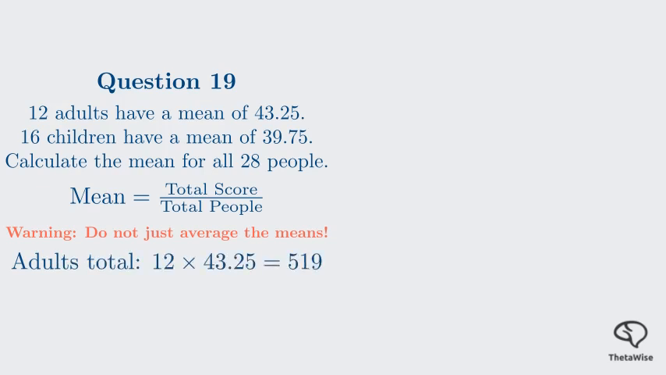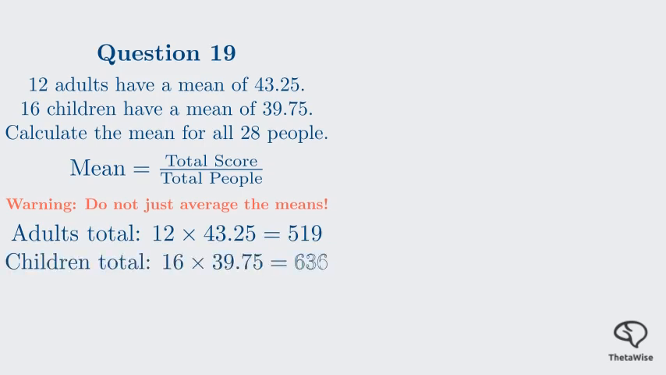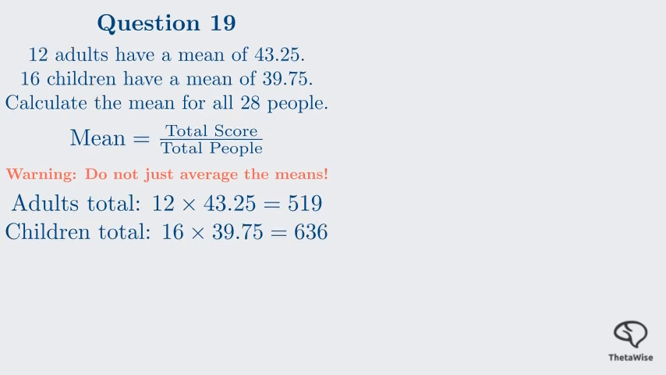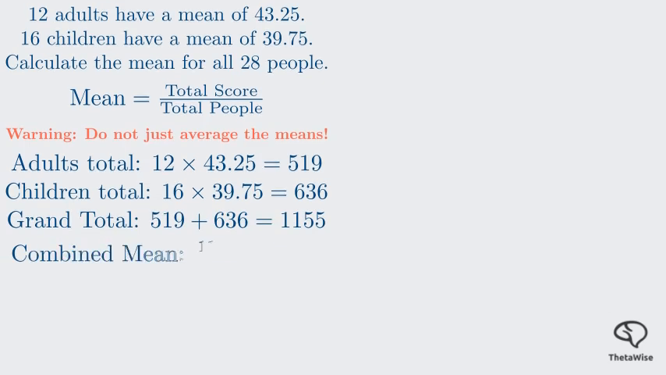Next, find the total score for the children. 16 children times 39.75 equals 636. Now, find the grand total score. 519 plus 636 equals 1155. Finally, divide this by the total number of people, which is 28. Mean equals 1155 divided by 28, which is 41.25.